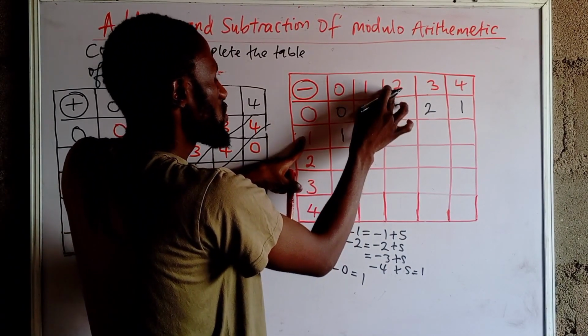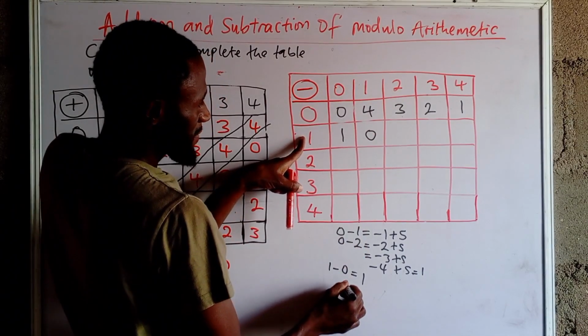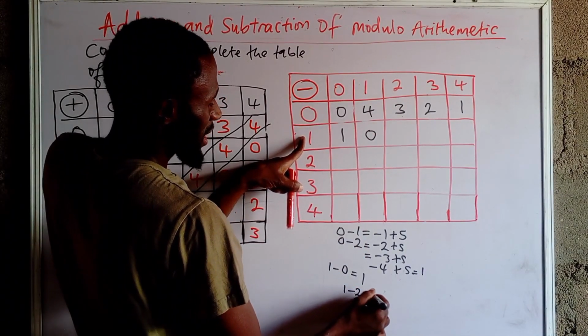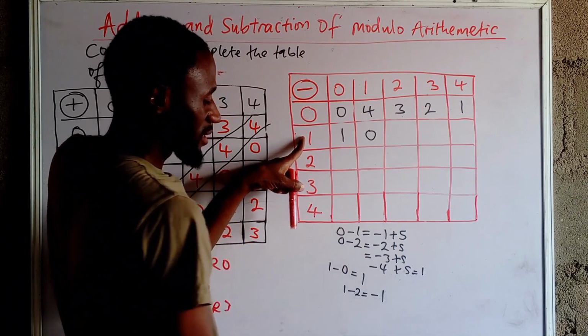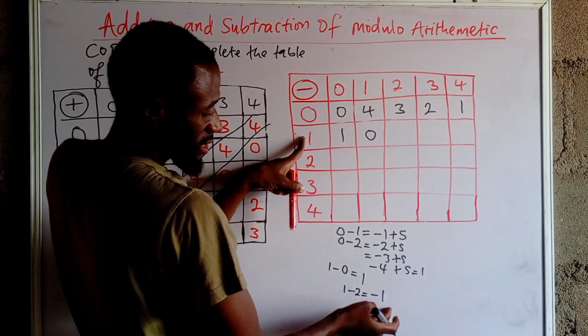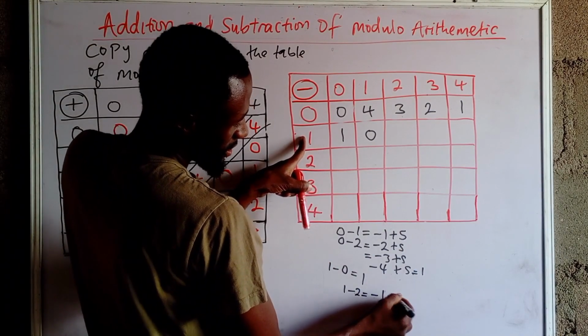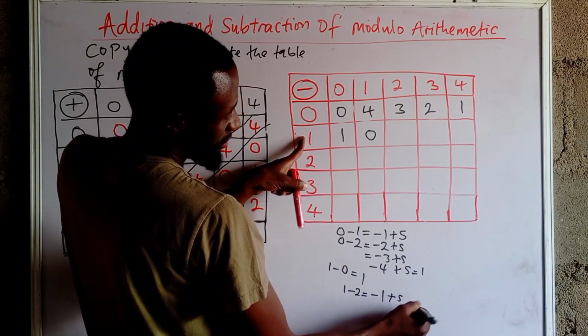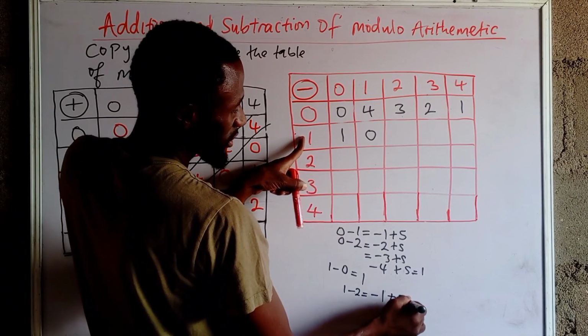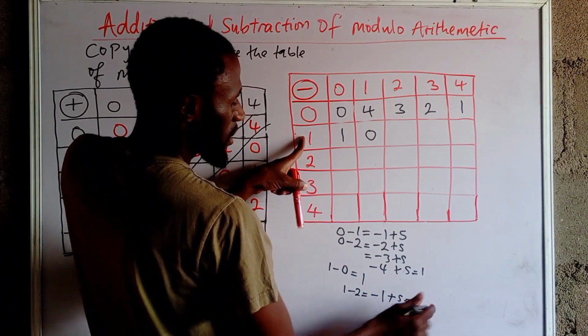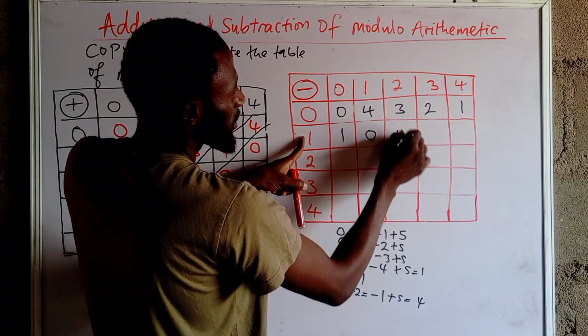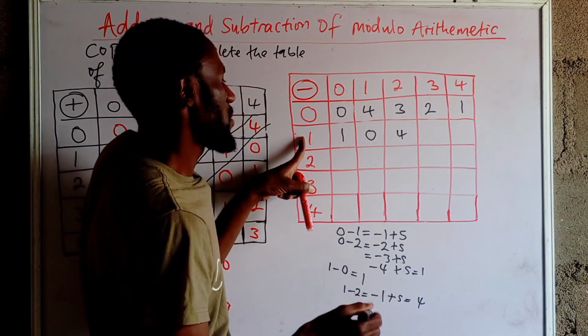1 minus 2. If you have 1 minus 2, the answer is minus 1. Since the answer is minus 1, you must add with modulo 5. Let's add with mod 5. If you add with mod 5, the answer will give us 4. Therefore, here will be 4.